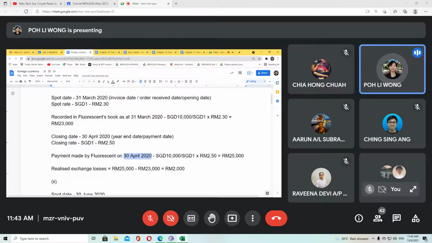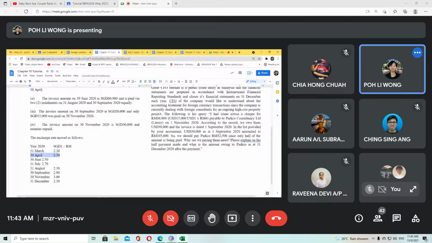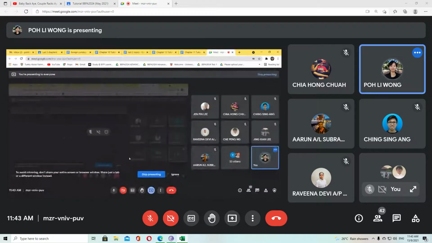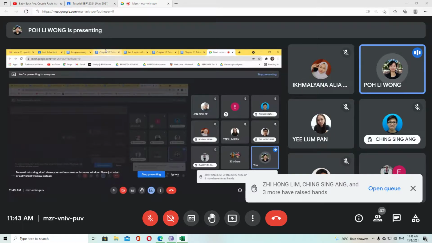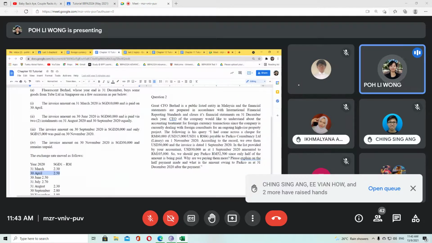All right, so there is one. Everyone can understand this part? Can raise your hand if you can understand this part? Okay, so this part is quite simple. All right, then we move on to the next one.